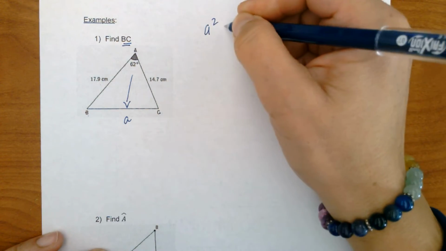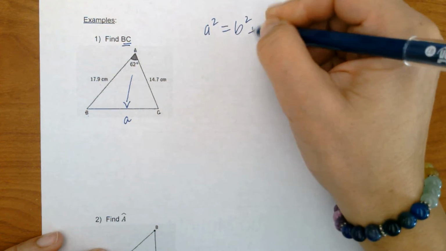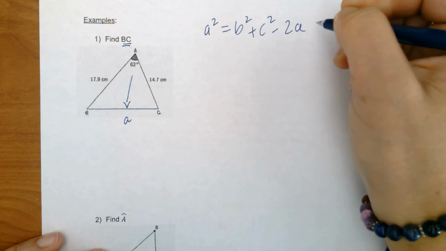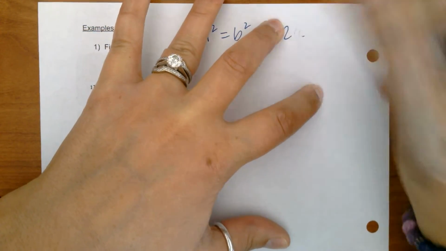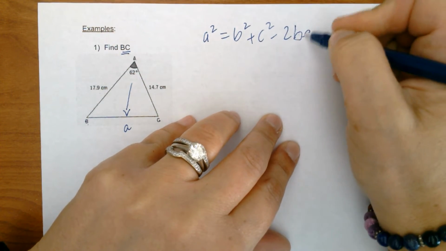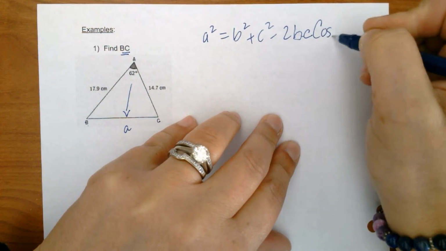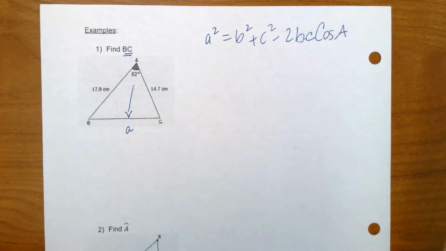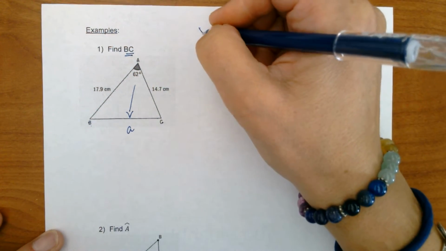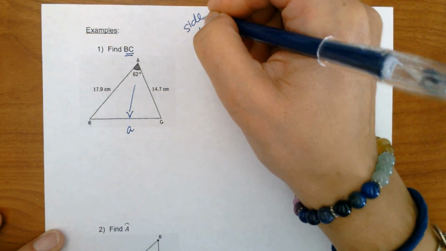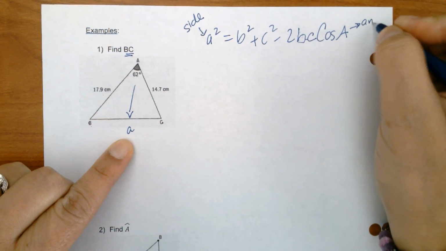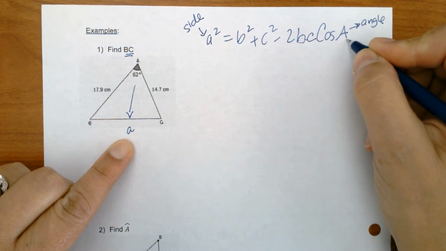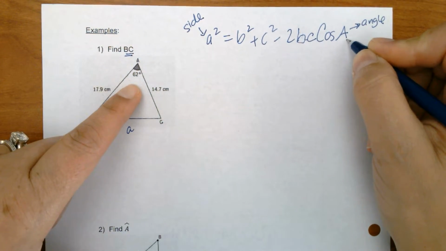I'm going to write down that very first formula. Oops, don't write. This is supposed to be b, everybody. Tried to catch myself before you write it. Cosine A. Okay, what you have to remember is the small letters are sides. Side a. The large letters are angles. Angle A.